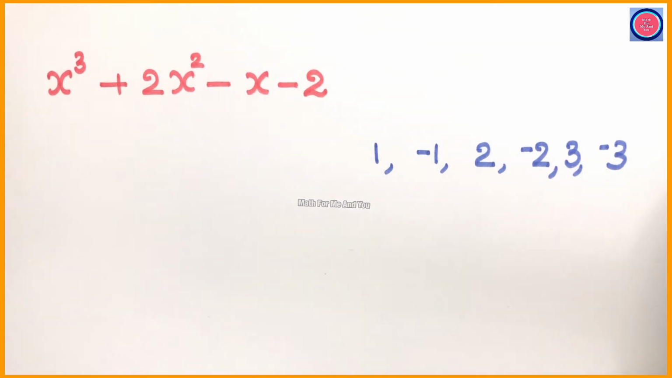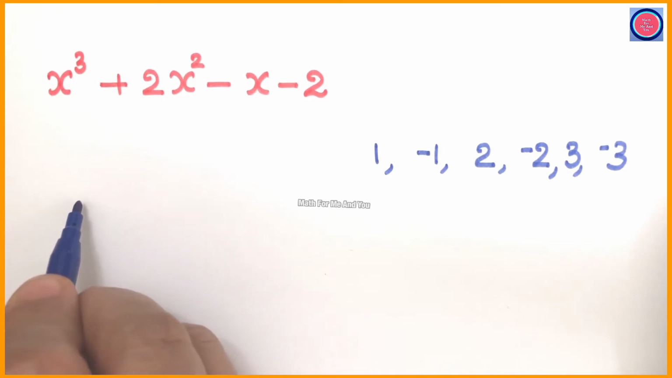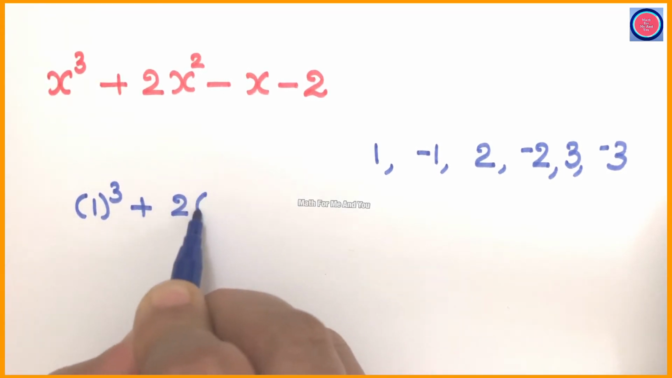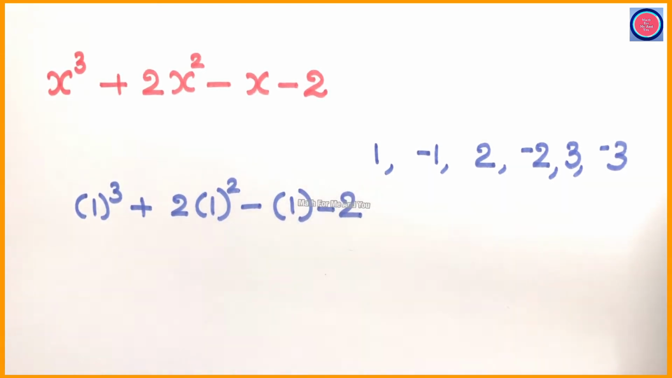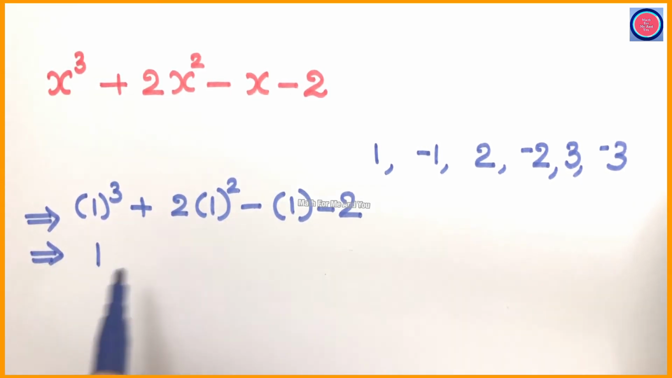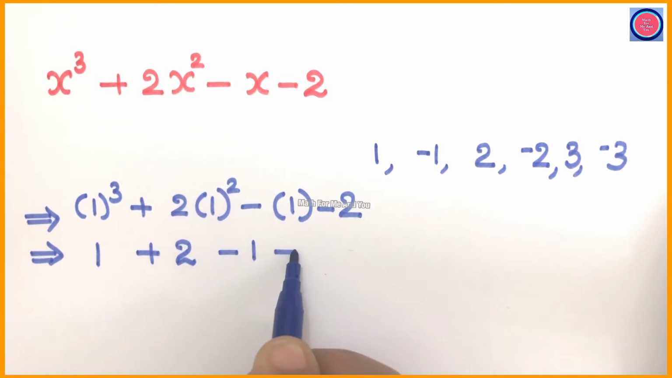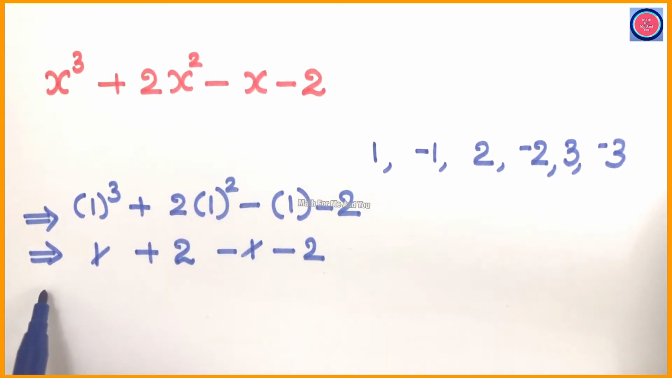Now we are going to substitute 1 for x in this polynomial, and if we get the answer 0, we say 1 is a root. Otherwise, we go for x equals minus 1. Okay, let's start. Substitute 1 for x. So the polynomial becomes 1 cube plus 2 times 1 square minus 1 minus 2. You can see here I have replaced x with 1 and I kept this value in a bracket. What answer do we get? 1 cube is 1 plus 2 times 1 square is 1, so 2 times 1 is 2, minus 1 minus 2. 1 minus 1, opposite values, so we can cancel. 2 minus 2 also cancel. What answer do we get? Here we get 0.